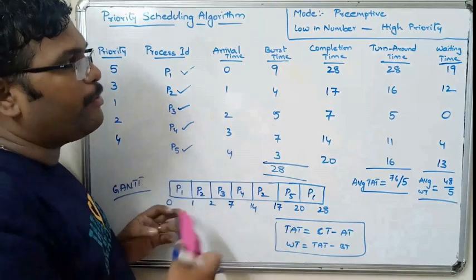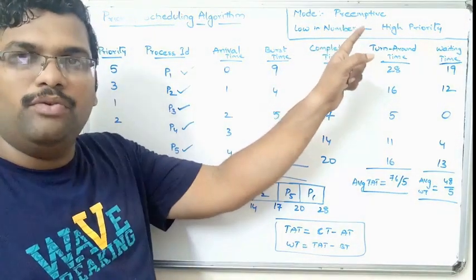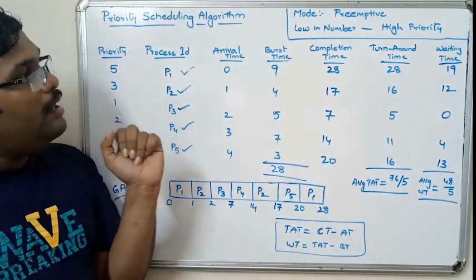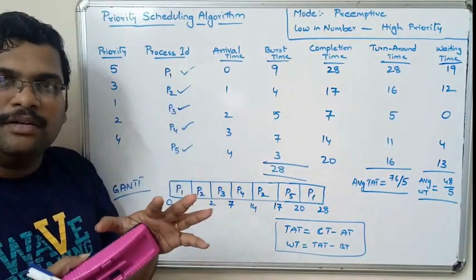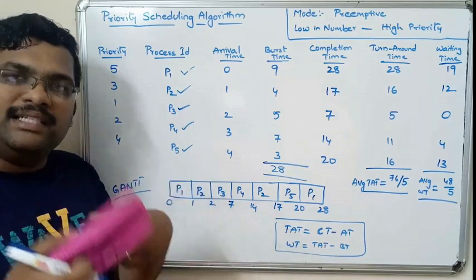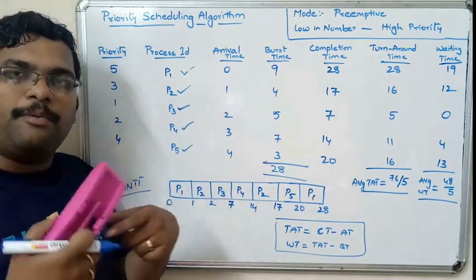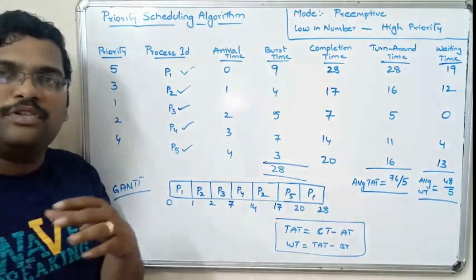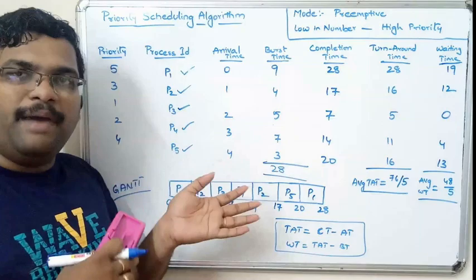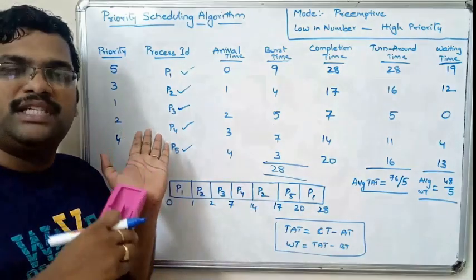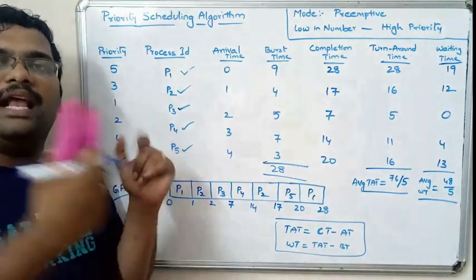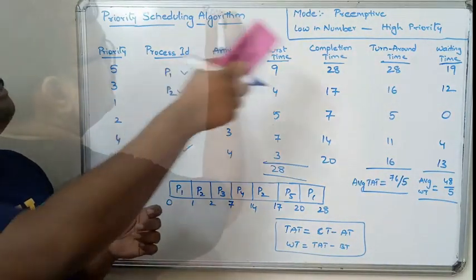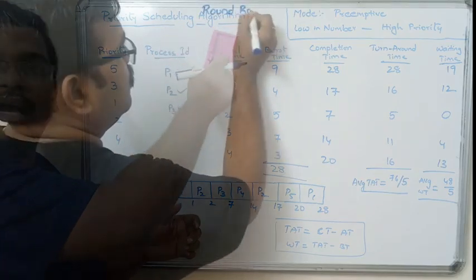Right? Hope you understood. This is the process for the preemptive priority scheduling algorithm. Preemption means there will be interruption. Whatever process is in the running state, if any other process is available with a higher priority than the running process, automatically the running process will be sent back to the ready state, and the new process, which has the highest priority, will be allocated to the CPU. So this is preemptive priority scheduling.